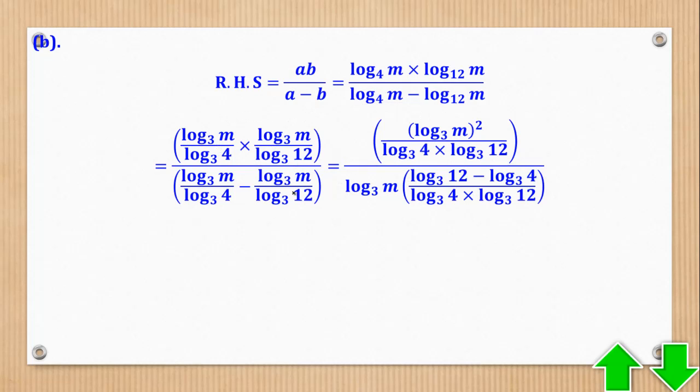For denominator, this is common, so I'll pull it out. Then in brackets, I'll get LCM of this and this is here. So the whole of this divided by this, you remain with log base 3 of 12, which is here. Then the whole of this divided by this, you remain with log base 3 of 4, which is here. The minus comes from here.